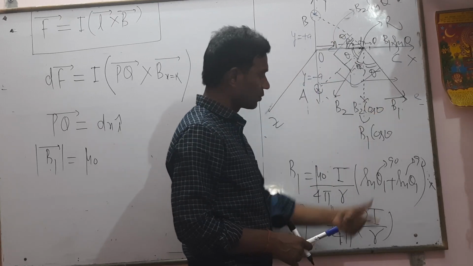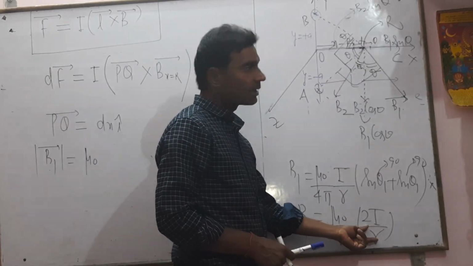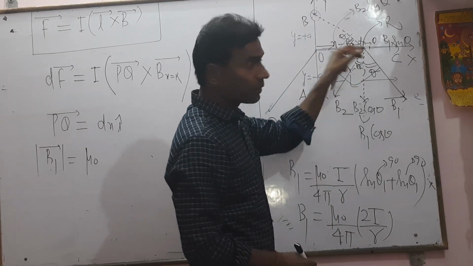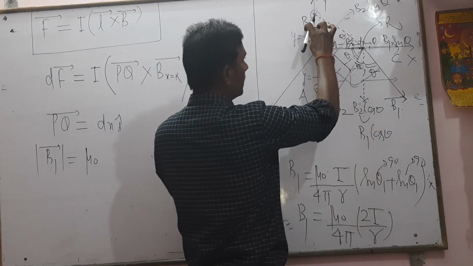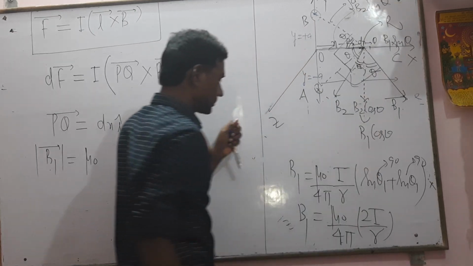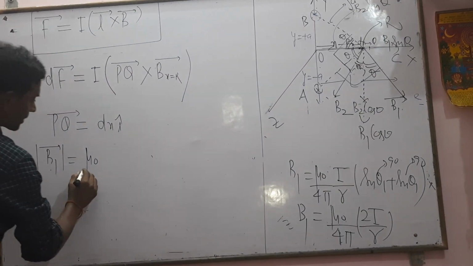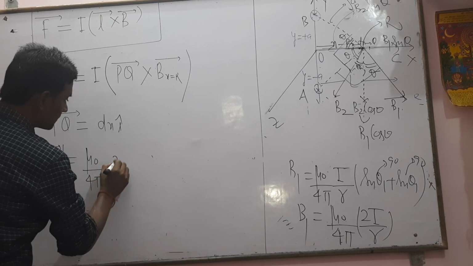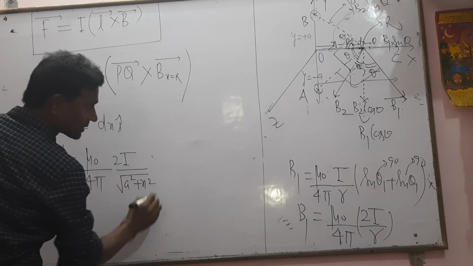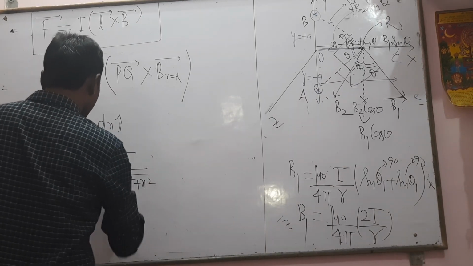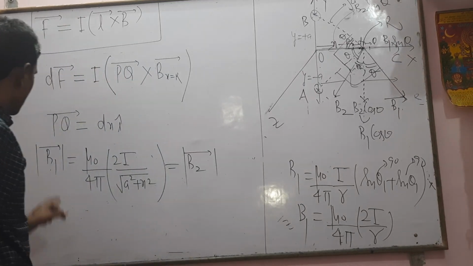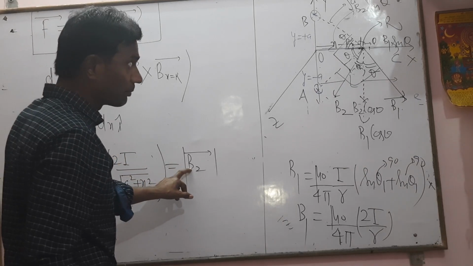B1 equals mu naught by 4 pi, 2I by R, and B2 equals the same, where R is what? This value equals R, and this value equals R. So this is the AX, so this value equals root of A square plus X square. So B1 equals mu naught by 4 pi, 2I by R, where R is root of A square plus X square. This is B1, and this value equals the B2 magnitude.